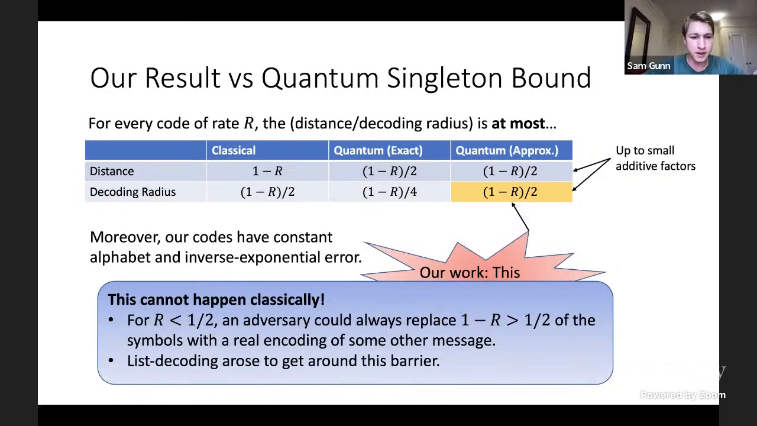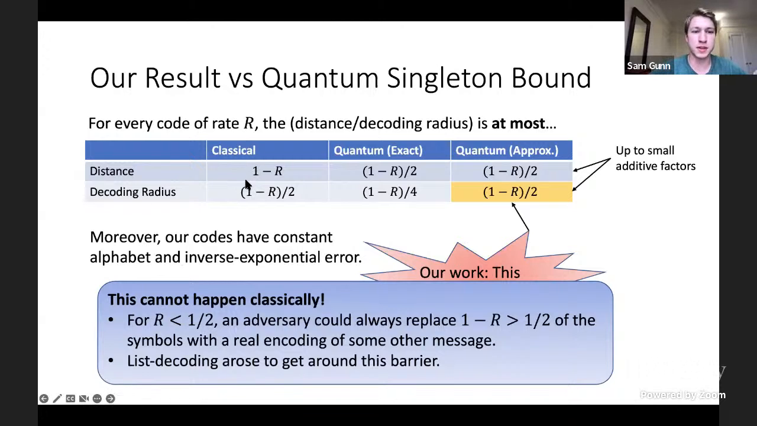So one thing that's maybe kind of surprising is that this same phenomenon can't happen classically. If you chose a small rate, then you can get classical codes which have distance like almost the entire code. Namely, you could encode your message into some code word, delete almost the entire code word, and then you could still recover the message uniquely from whatever's the small amount that's left.